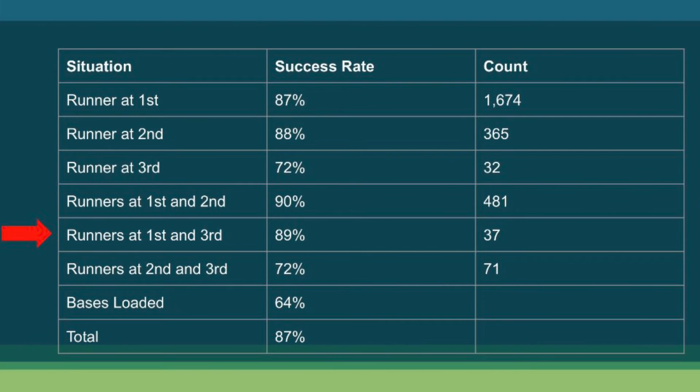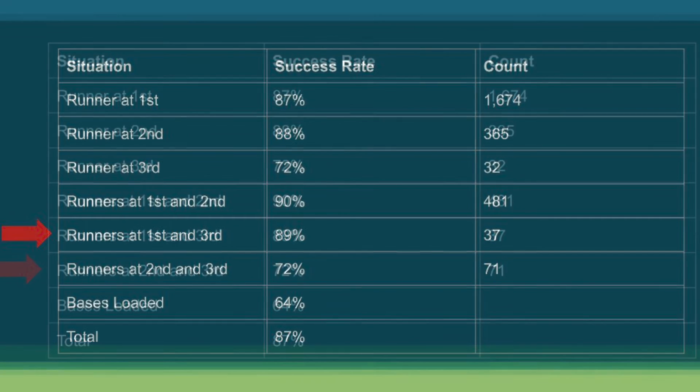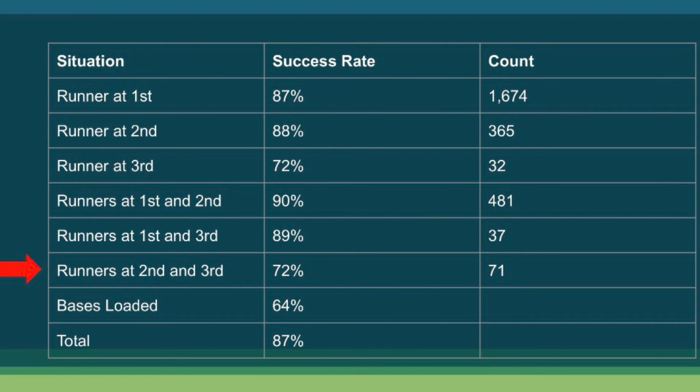When you have runners at first and third, this is an 89% success rate. Most of the time your defense is going to try to get the out at first again. In some situations they may try to look the runner back at third, but most of the time they're just going to go ahead and go to first. When you have runners at second and third, this is a 72% success rate. Most of the time, it's just going to be depending on where the bunt's laid at, on where they're going to get the out. Most of the time, again, it's going to be first. So that's going to be a sacrifice for that batter, obviously.